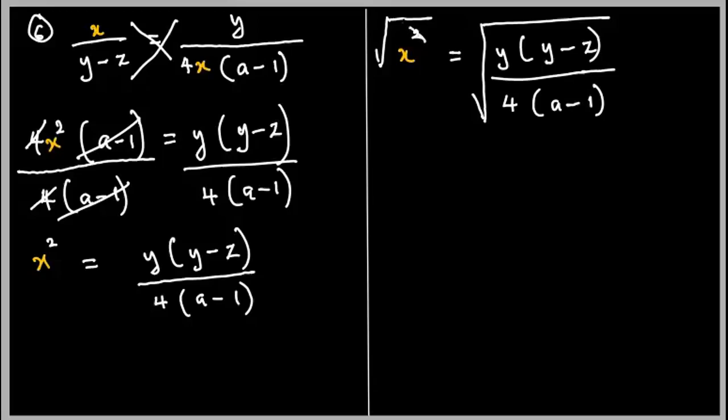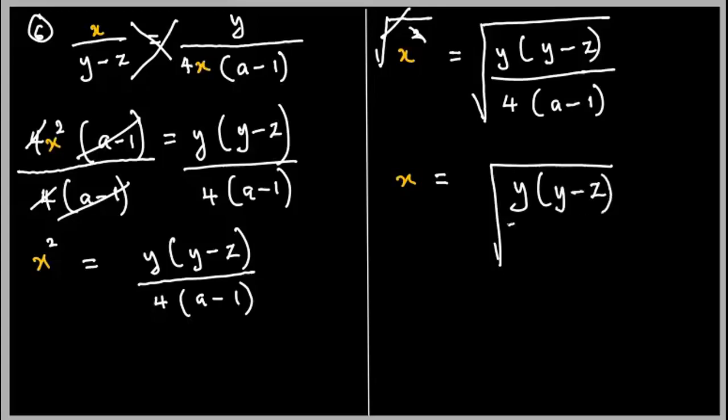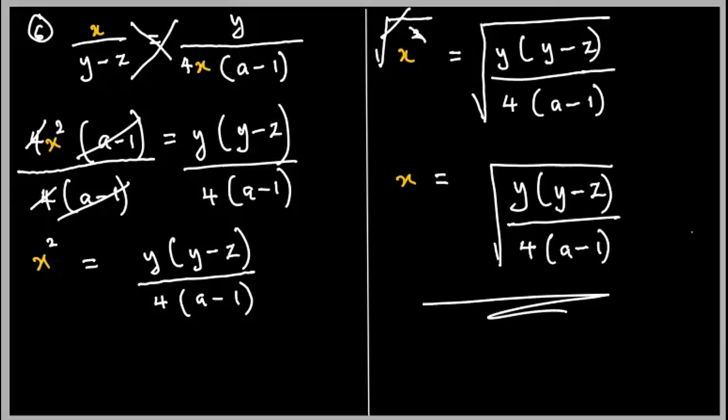The square will cancel out the square root, and then we have x equal to the square root of y times y minus z close brackets all over 4 and a minus 1. So this is your final answer.